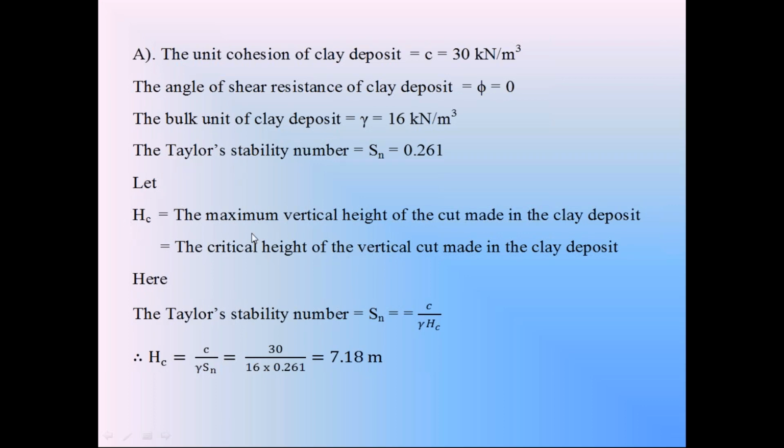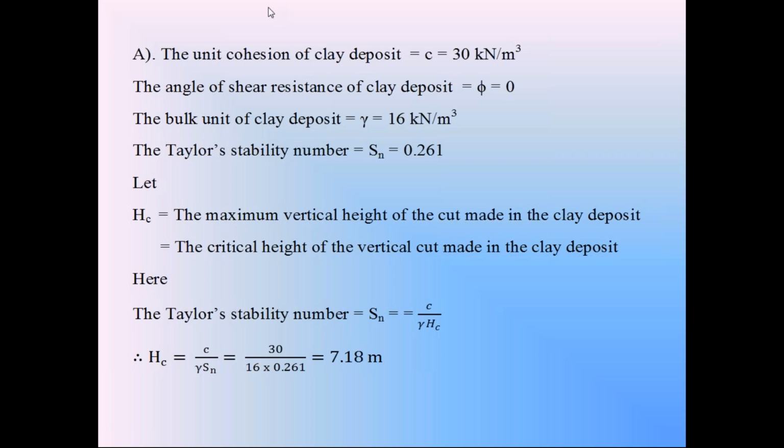We discussed this condition in the theory, where I explained the Taylor stability analysis of finite soil slope. Coming to this problem, the soil is a clayey soil, not sandy soil. In sandy soils, vertical cuts are not possible, but in clayey soils you can go for vertical cuts.